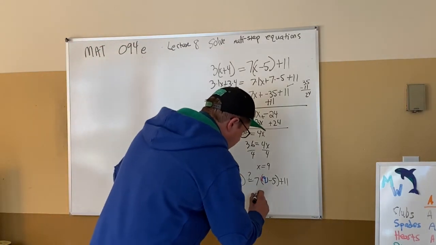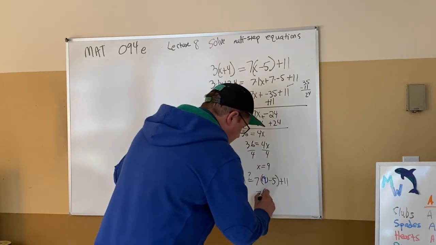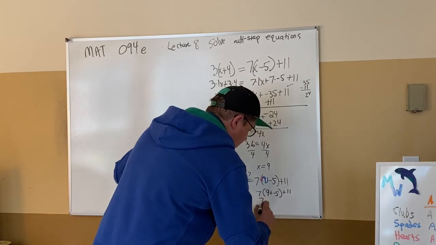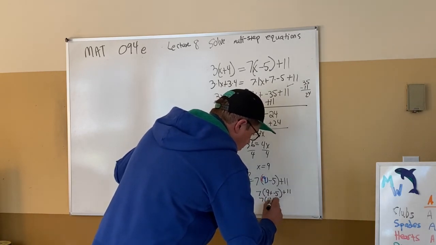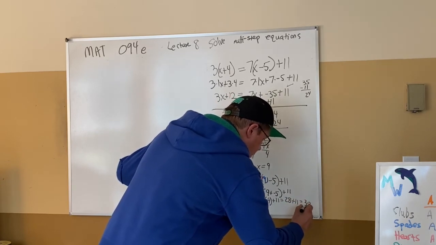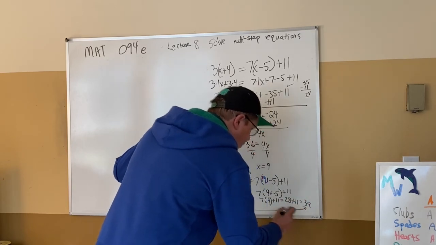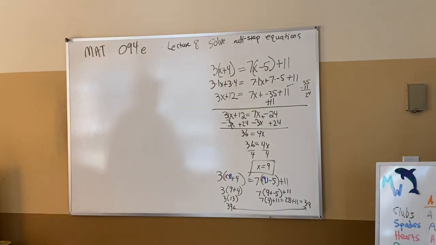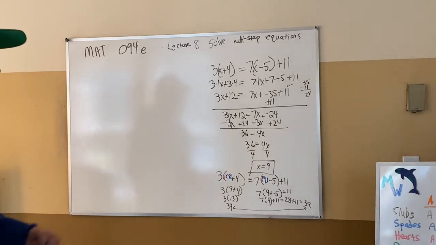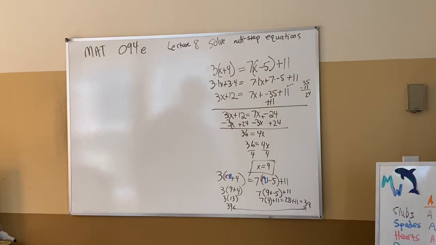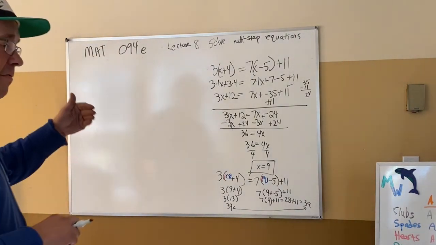Now I have 7 times 9 minus 5, 9 plus negative 5, and then plus 11. I have 7 times 4 plus 11, which is 28 plus 11, which is 39. And because the targets hit each other, 9 is my solution. Now there can be things with fractions and all that come along. There could be more than one like term on each side for each column and stuff like that. But looking at my instructions, it made use of every step.